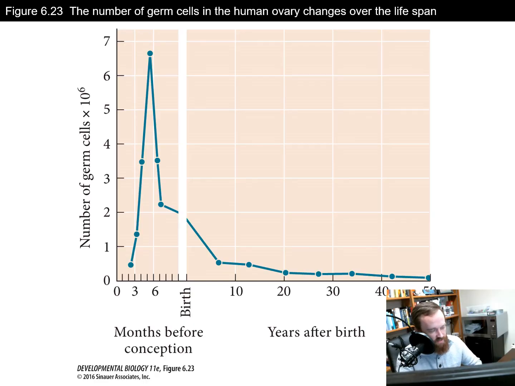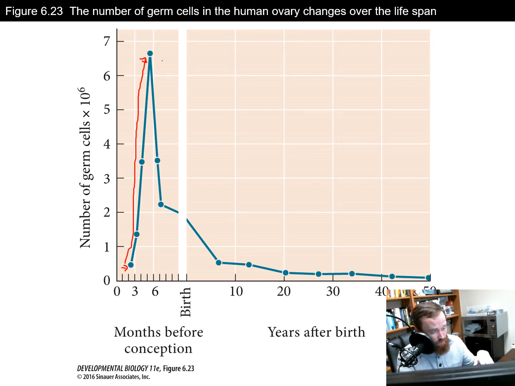As stated in a previous slide, the number of eggs, and actually all germ cells in an ovary, decreases over time. It changes over the lifespan. Actually, it decreases after birth. But as you can see, from about 2 months to about 5 months, you actually have an increase in the number of germ cells. So they're reproducing, and you're getting more and more germ cells that start to inhabit, I suppose, the ovary.